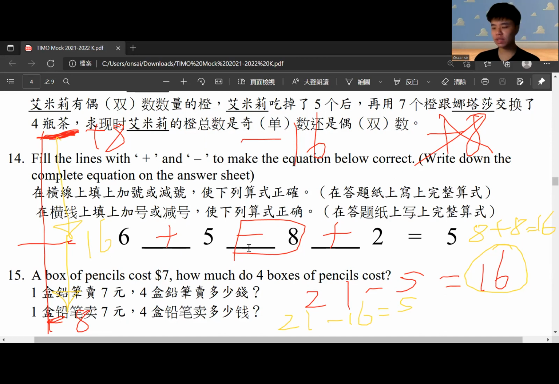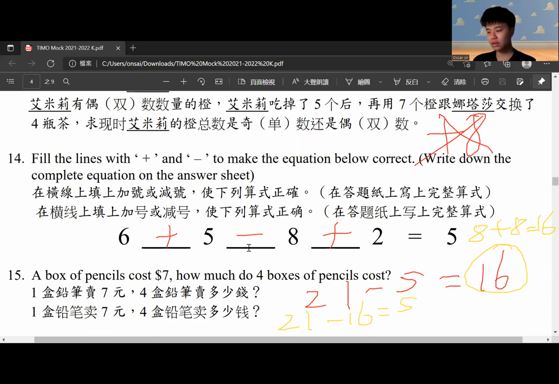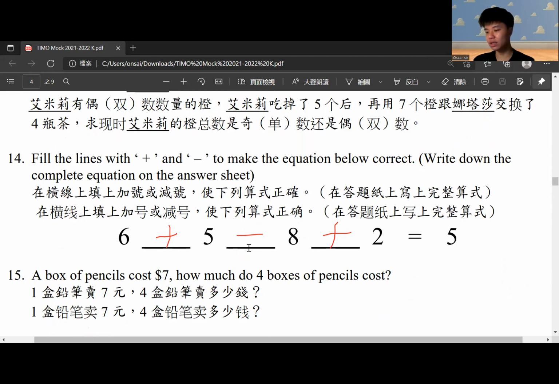So in this thinking, we can write the equation like this: 6 plus 5 minus 8 plus 2 is equal to 5, right? 11 minus 8 plus 2, 3 plus 2 is equal to 5, okay? Is this okay?